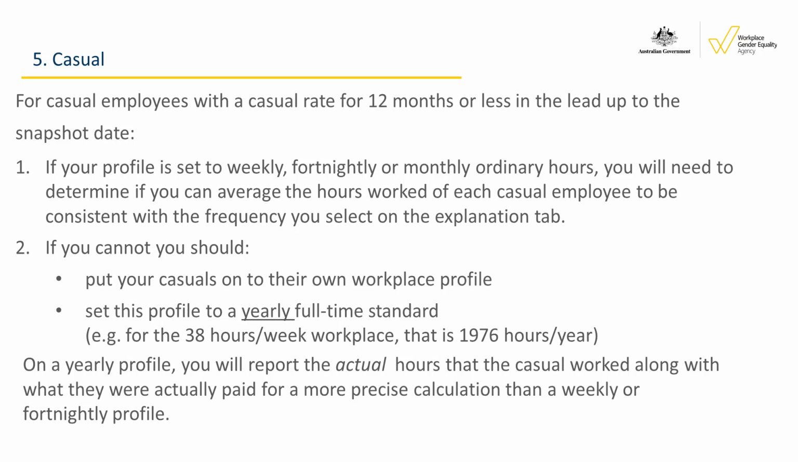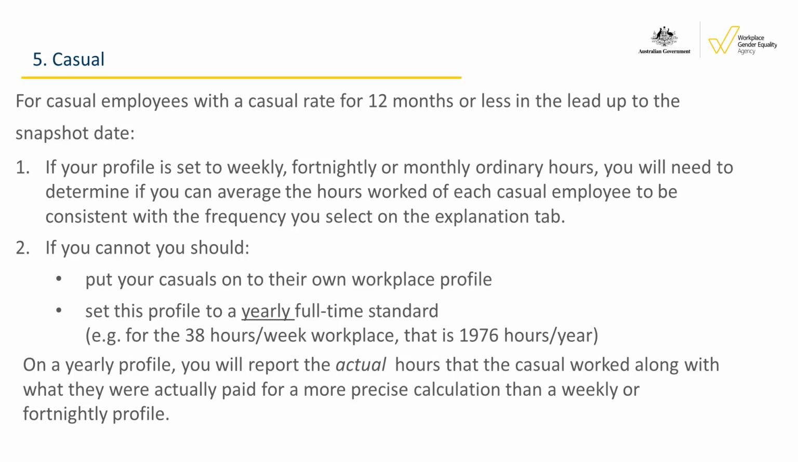For casual employees with a casual rate for 12 months or less in the lead up to the snapshot date, if your profile is set to weekly, fortnightly, or monthly ordinary hours, you will need to determine if you can average the hours worked of each casual employee to be consistent with the frequency you select on the explanation tab. If you cannot, you should put your casuals onto their own workplace profile and set this profile to a yearly full-time standard.